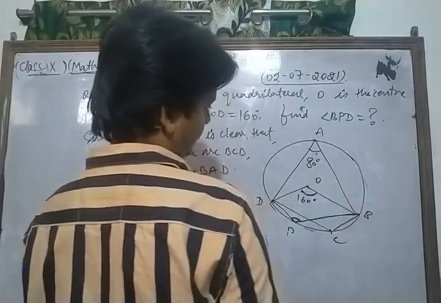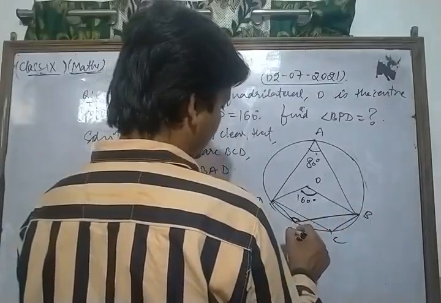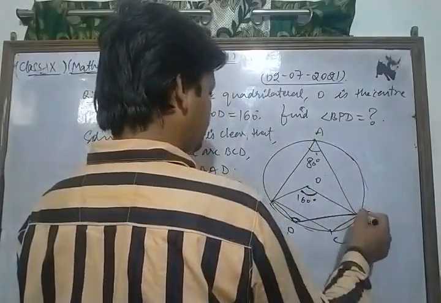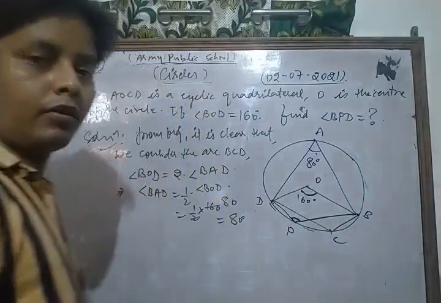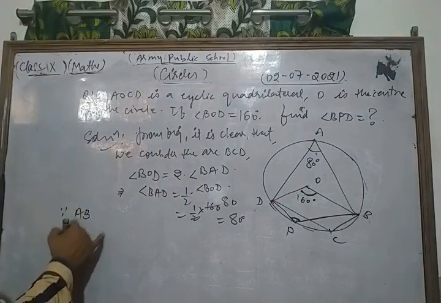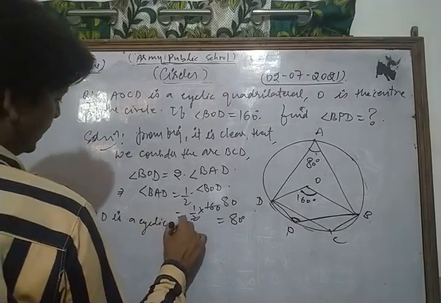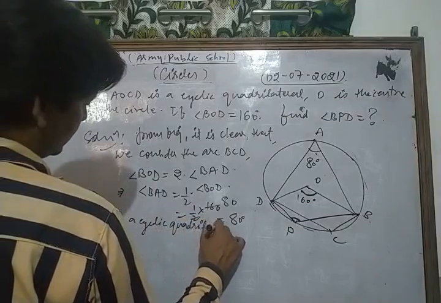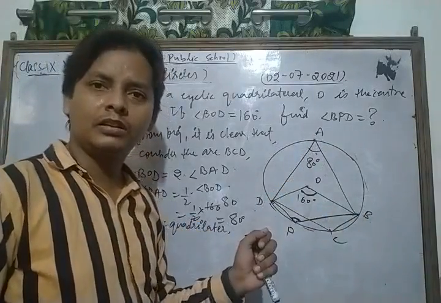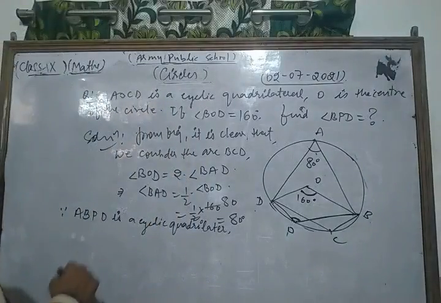Now look again, angle BPD. Dear friends, ABPD is a cyclic quadrilateral. From the figure it is clear that ABPD is a cyclic quadrilateral because all of its vertices lie on the circle.